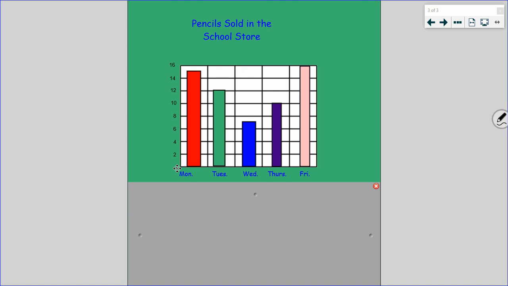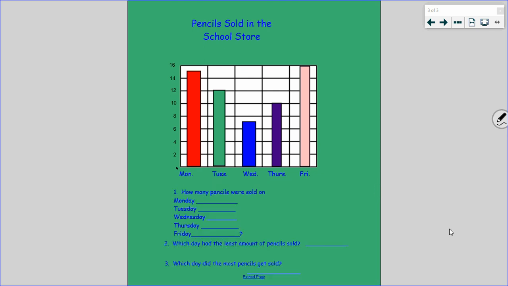Let's take a look. How many pencils were sold on Monday? Follow your bar, the red bar, up. It's between 14 and 16, so we would say that 15 pencils were sold in the school store on Monday. 12 were sold on Tuesday. 7 were sold on Wednesday. 10 were sold on Thursday. And 16 were sold on Friday. Everybody must have been trying to get pencils ready for their tests on Friday.